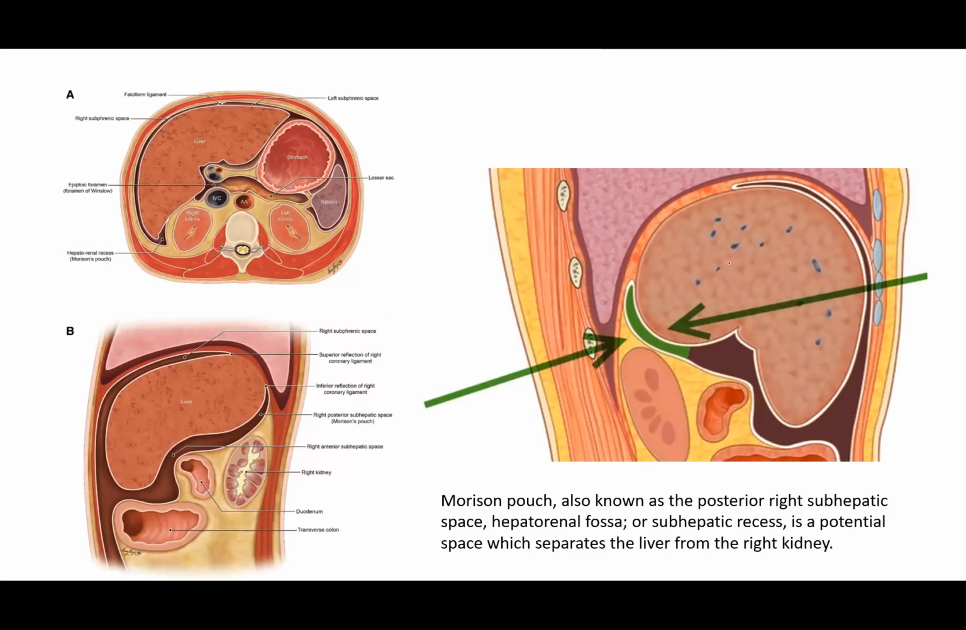Morrison's pouch is also known as the posterior right subhepatic space, or the hepatorenal fossa, or subhepatic recess. All these are synonyms. It's a potential space that separates the liver from the right kidney. You can see this is the right kidney. Okay, and you can see how deep this could go.